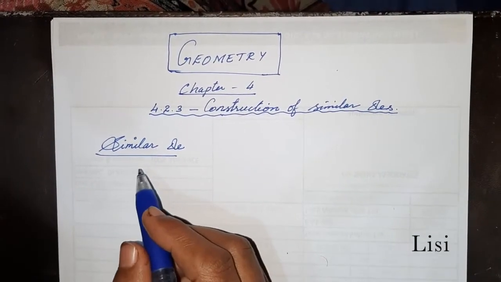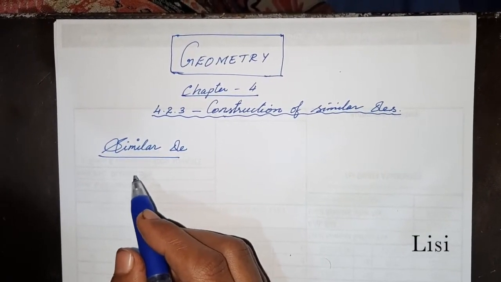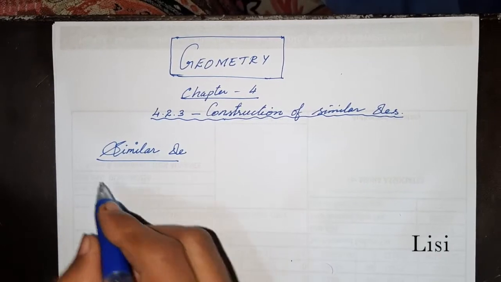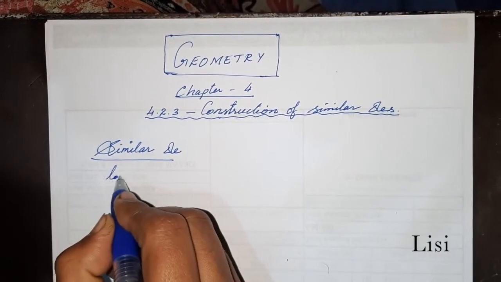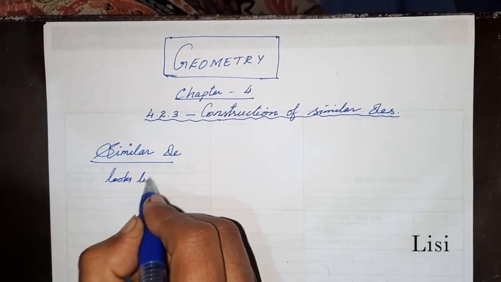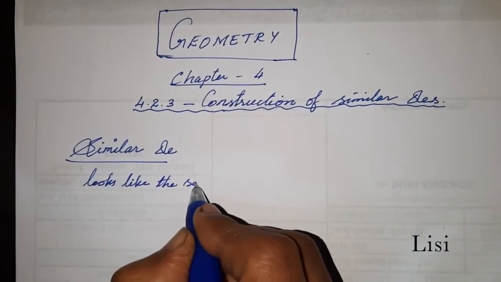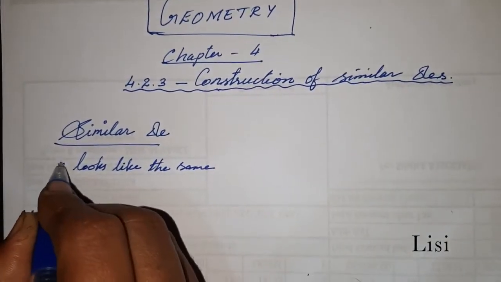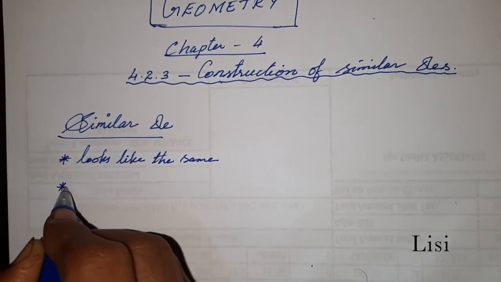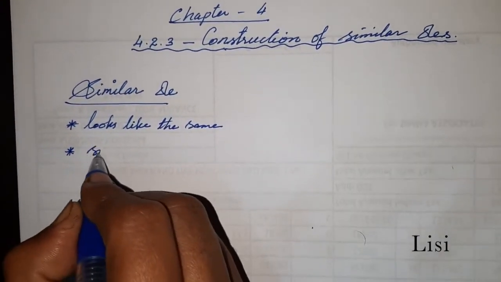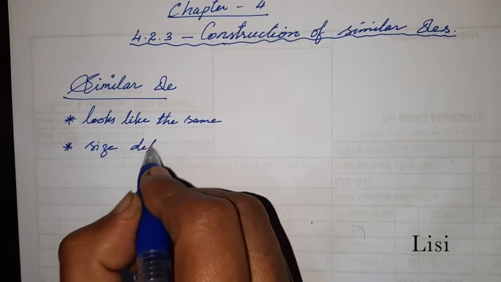For similar triangles, the size won't be the same. The size will differ, but they look the same. The next one we can say is that the size differs.